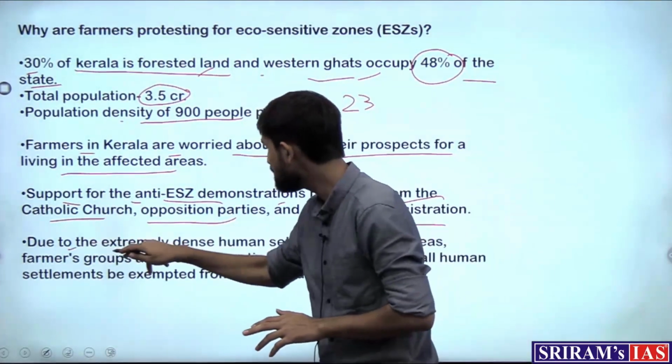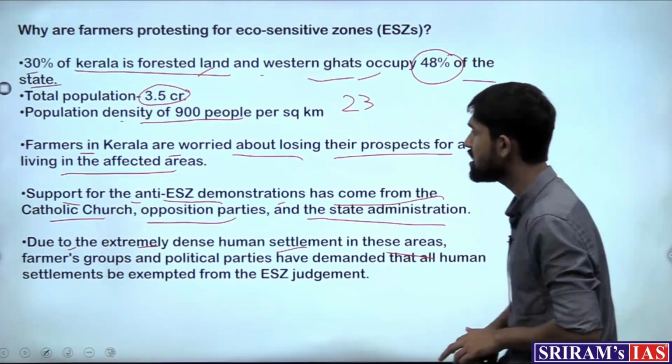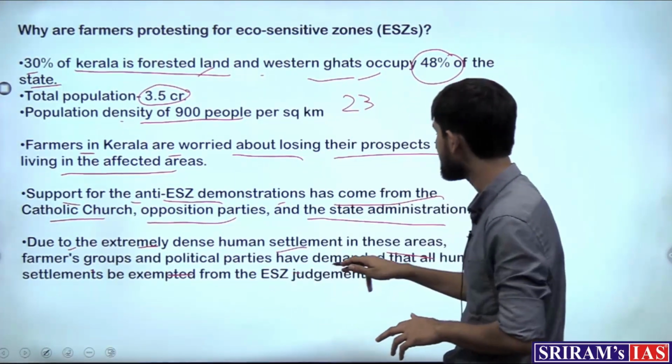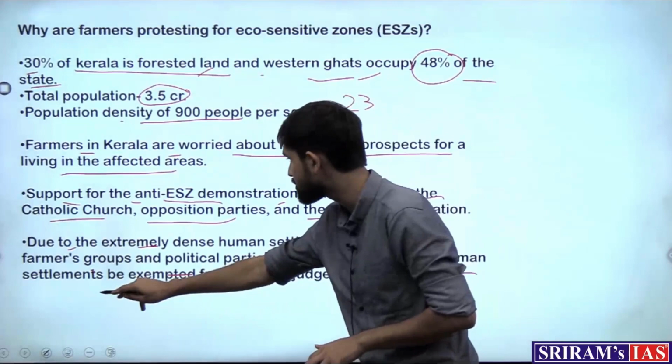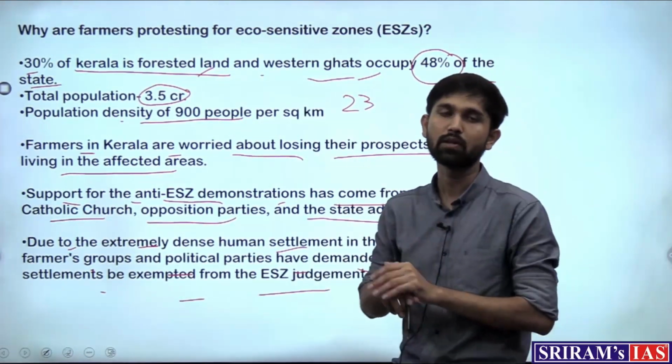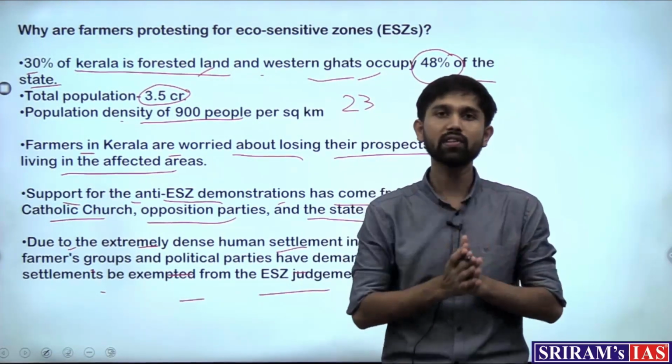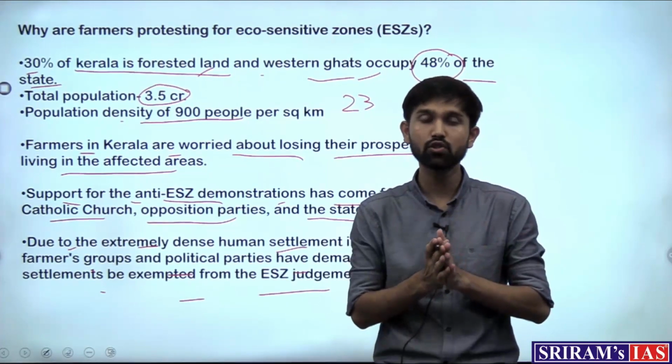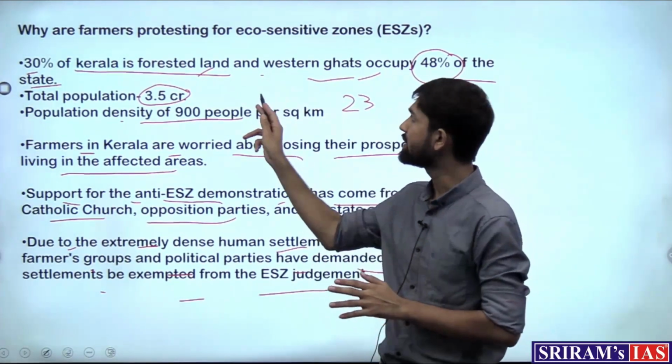And due to the extremely dense human settlement in these areas, farmers groups and political parties have demanded that all human settlements be exempted from the ESZ judgment. So as we can see, whatever the order was given by the Supreme Court, Kerala is objecting to it and it has its certain reasons.